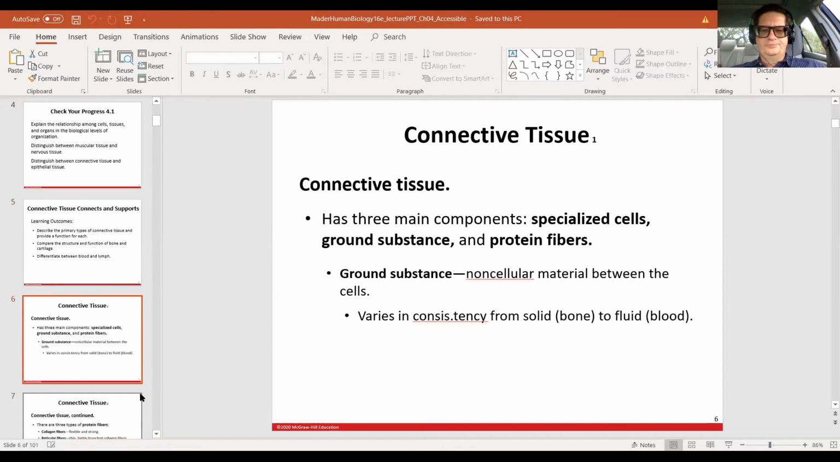Anyway, let's move on. So all connective tissues have three parts. Specialized cells, a ground substance that they are in, and protein fibers. So let's go over this. Take bone, specialized cells. You're going to have things like osteoblasts that build bone and osteoclasts that break it down, cut it apart. In fact, when we get the skeleton and do that in depth, that's how you'll remember it.